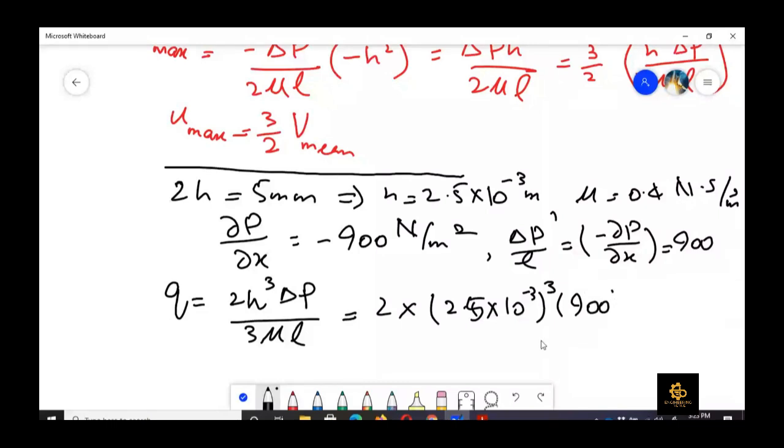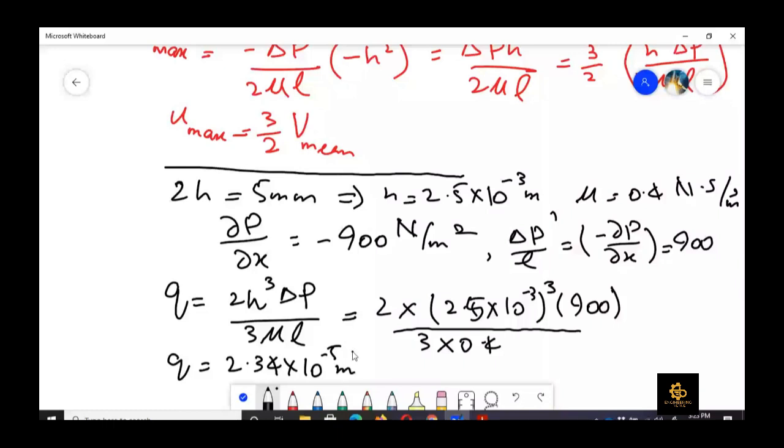900 is delta P by L, and then 3 into mu, whose value is 0.4. If we do that, we get the value of Q, which is equal to 2.34 into 10 to the power minus 5 meter cube per second, because it is a volumetric phenomenon. But if it is per unit width, we can equally write it as meter square per second.